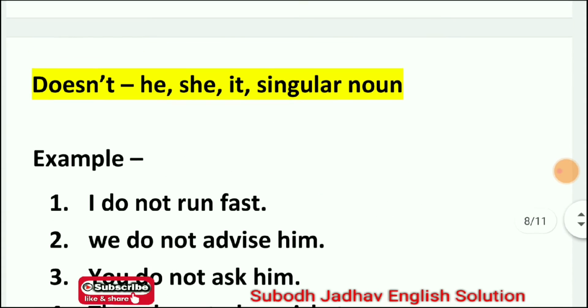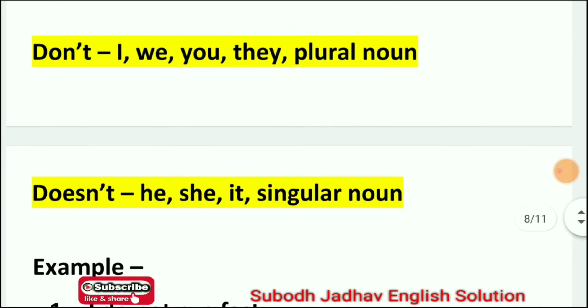So keep in your mind that we use don't after I, we, you, they and plural nouns, and we use doesn't after he, she, it and singular nouns.